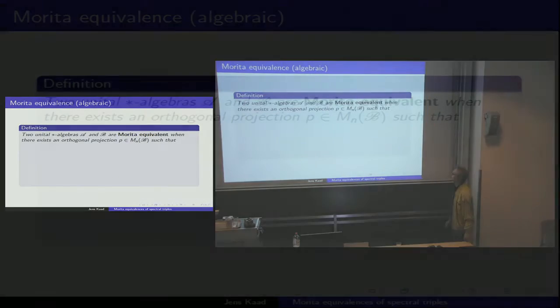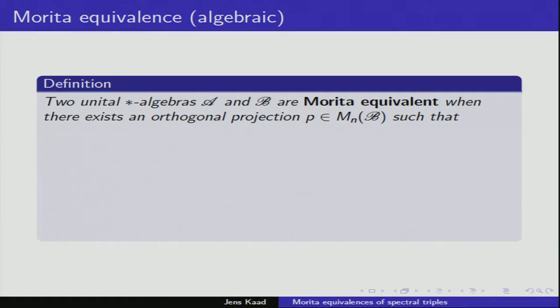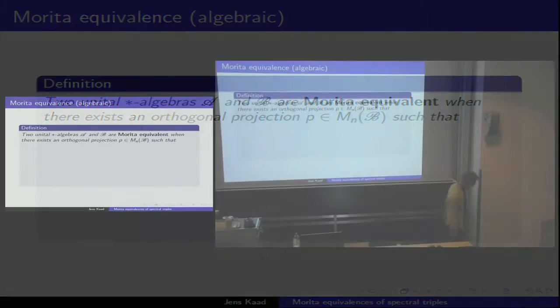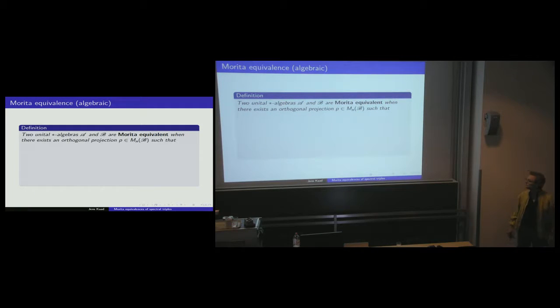So then we come to the next main concept. When are two unital star algebras going to be Morita equivalent? During this talk, you will see three different notions of what it means to be Morita equivalent. The first one, which I will start with, is also the oldest. I think it dates back to the 1950s. And that's a purely algebraic version of what it means for two algebras to be Morita equivalent.